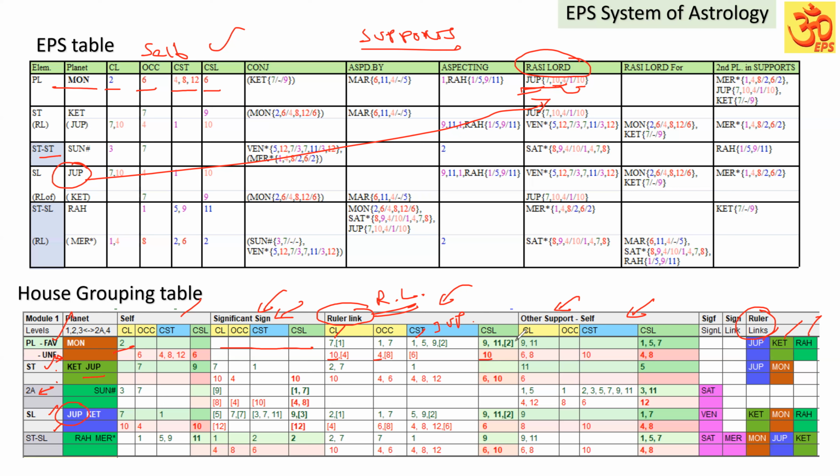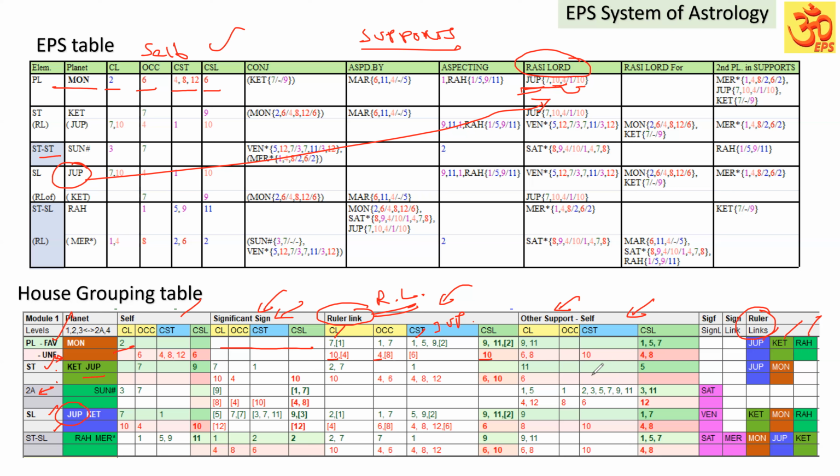So to differentiate that, all the houses of the support planets are grouped under significant sign lord, ruler link, and other supports. One more thing: in the EPS table, we see the planets and their significations within brackets. But here we are not seeing the planets' names. All planets which are in supports or ruler link or significant sign lord, all the planets' houses are combinedly shown under CL, OCC, CST, and CSL. We will not be able to see the planets' names, but all the planets are combinedly grouped under the CL, OCC, CST, and CSL.